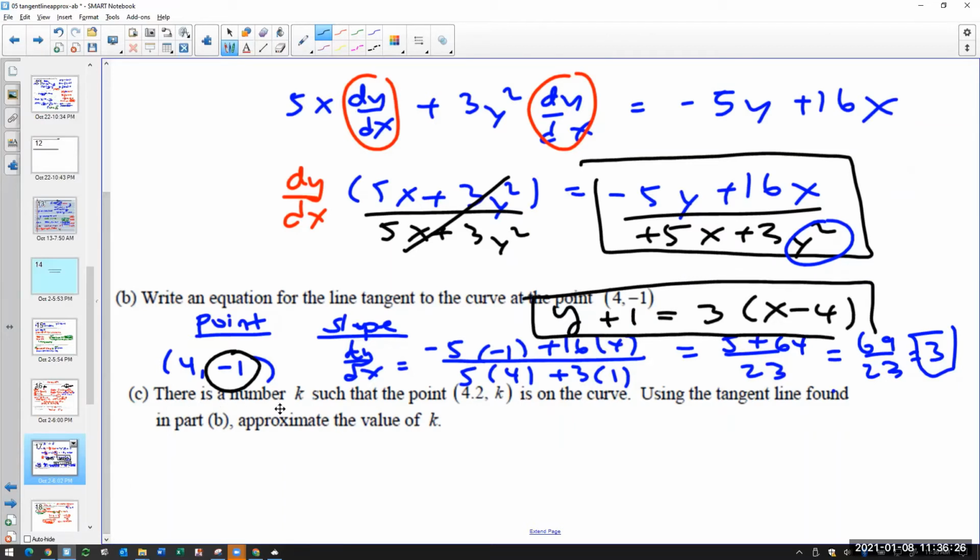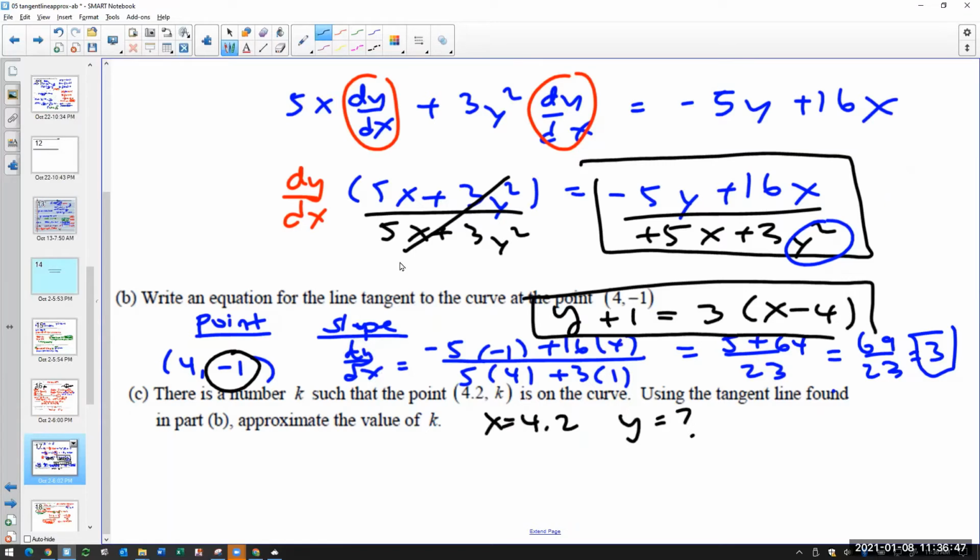All right, there's a number k such that the point 4.2, k is on the curve. Using the tangent line, approximate the value of k. Guys, they're just making this really hard. Guys, your k is really your y. Do you see that? They're saying if x is equal to 4.2, what is y? That's all they're saying, okay?